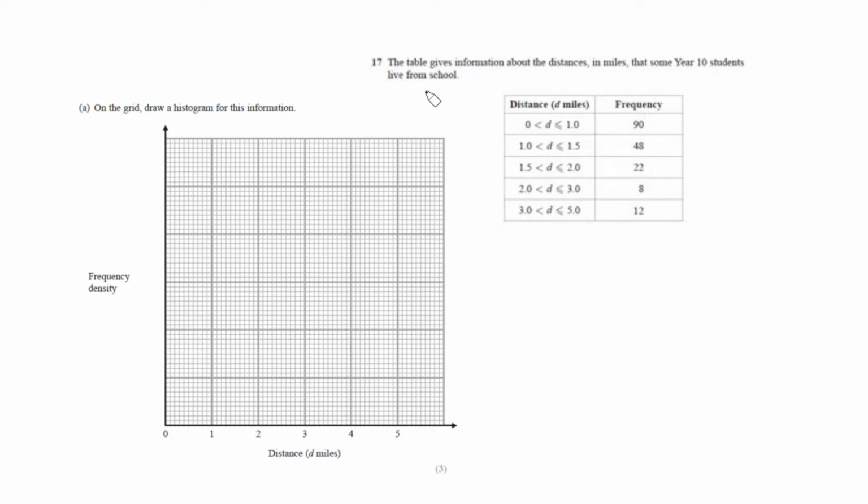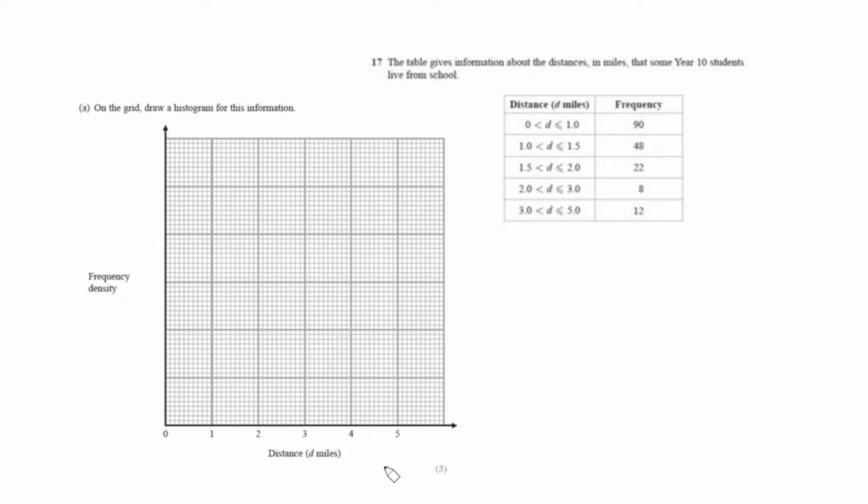Okay, so as context, the table gives information about the distances in miles that some year 10 students live from school. So you're going to get a frequency table. Now, you get frequency tables in quite a lot of topics, so it's about being really clear what topic this is, and how that's different to, for example, cumulative frequency, frequency polygons, mean from a frequency table. All of these stem from a frequency table, but histograms is different to each of those.